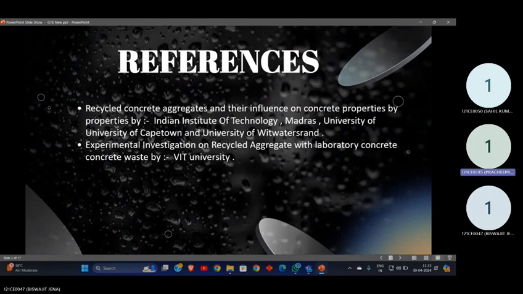So here we took the references from the recycled concrete aggregates and their influence on concrete properties by Indian Institute of Technology Madras, University of Cape Town. Experimental investigation on recycled aggregate with laboratory concrete waste by VIT University.